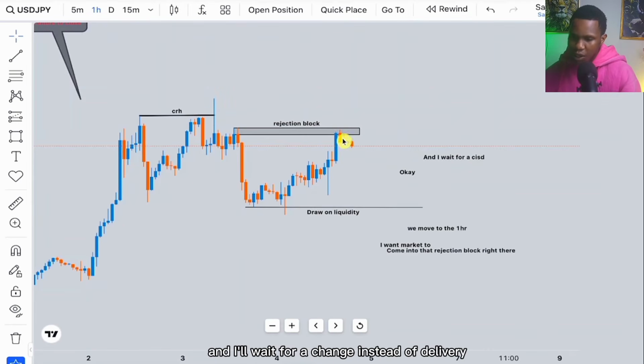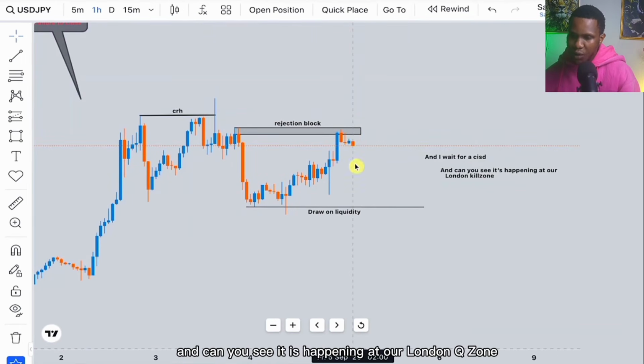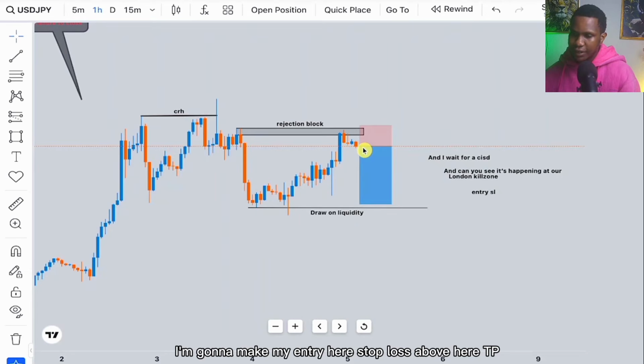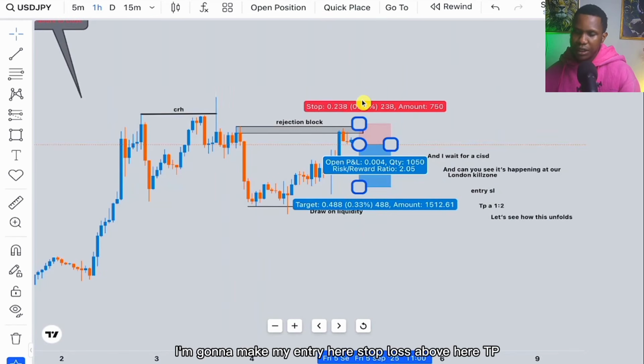We got it, and I'll wait for a change in state of delivery. And can you see it is happening at our London Q zone, Friday 5th September, 2 o'clock. I'm going to make my entry here, stop loss above here, TP. I'll target nothing less than a 1:2, and let's see how this unfolds, traders.